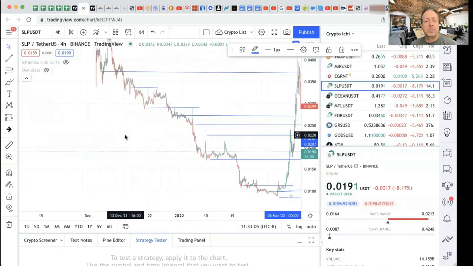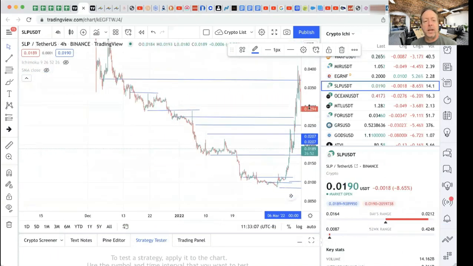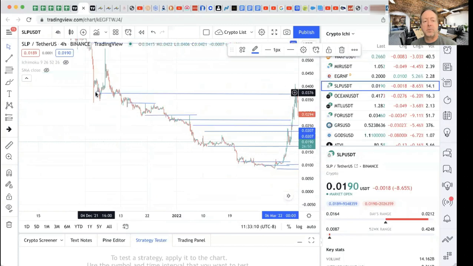Okay, so let me quickly explain this for those of you guys that are new. What happens is more often than not, when price action drops below these bases that I create, they'll usually swing back up. You just have to be patient, give it time to marinate, and it'll come back up, okay?